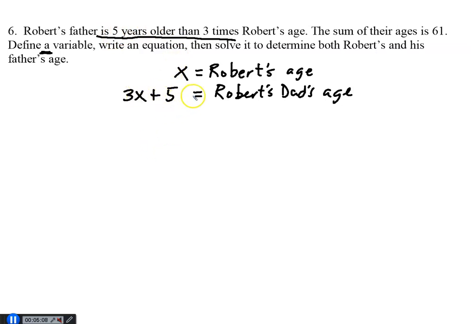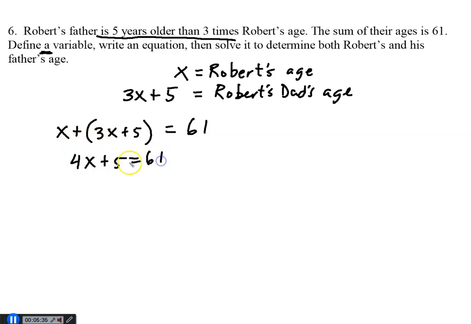Okay, so if we put these two ages together, so here's Robert's age, and if I add to his age his dad's age, according to the problem, the sum of their ages, so here I've represented the sum, here's Robert's dad, here's the sum of their ages, and that should equal 61. So I just combine like terms. I solve for x.